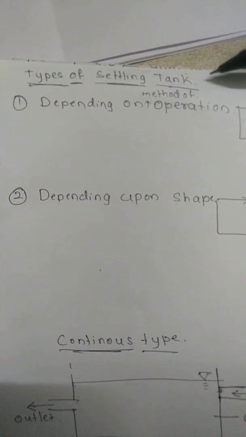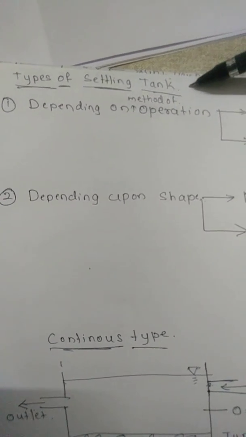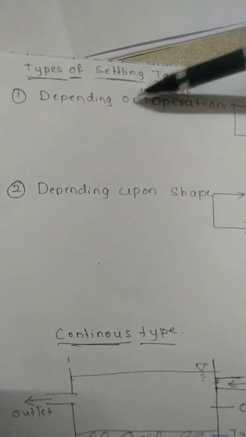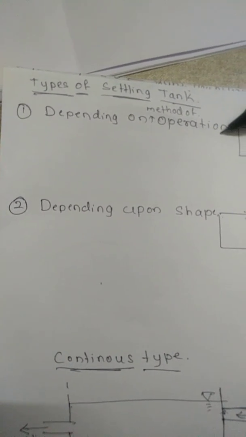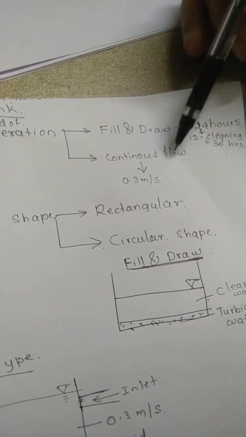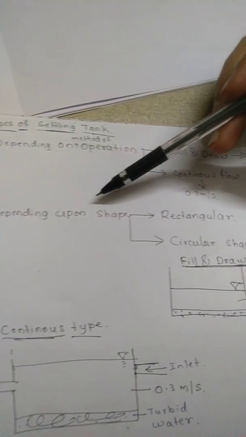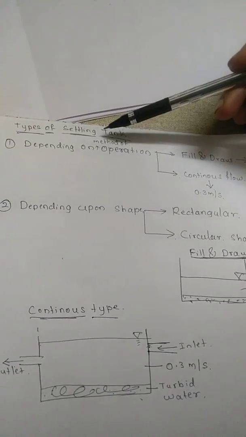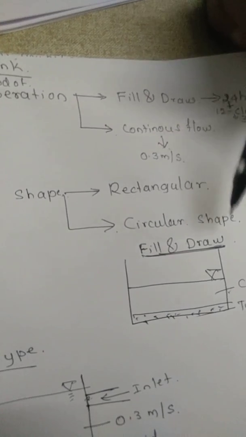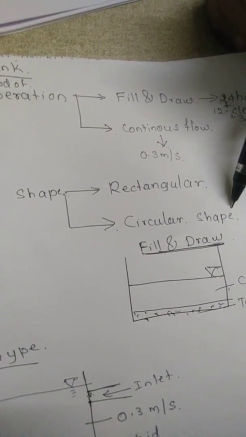Now the next topic is types of settling tank. We classify the types of settling tank depending upon the method of operation. We are going to have two classifications, that is fill and draw, and next is continuous. Based upon the shape, we are going to divide it into rectangular and circular types of sedimentation tank.